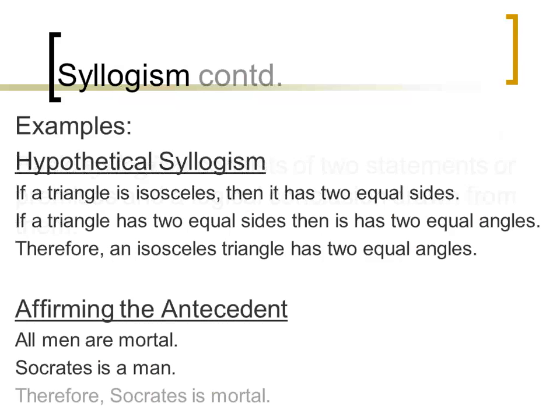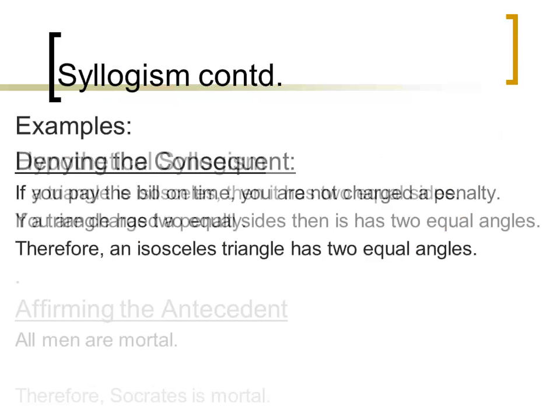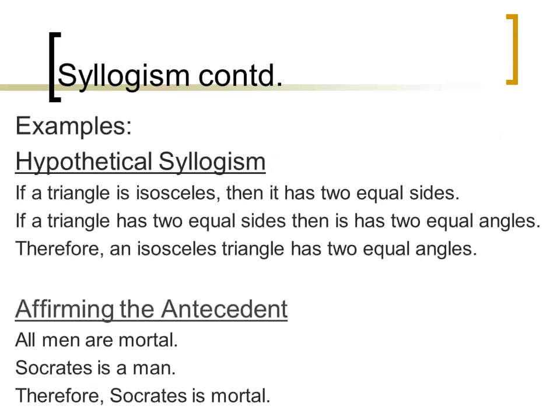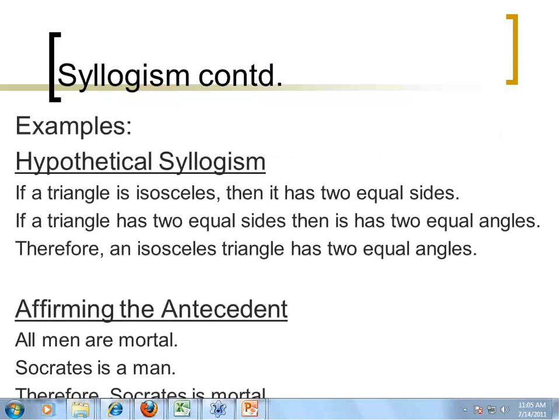Now, hypothetical syllogism, affirming the antecedent and denying the consequence, are the three types of syllogism that we will look at. And please remember, a syllogism contains how many premises? How many premises does a syllogism have?